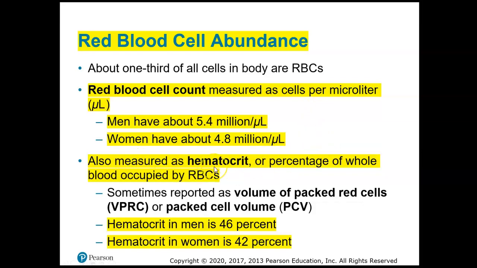We can also do a hematocrit. That's very common. The hematocrit is the percentage of whole blood occupied by red blood cells. So in men, that is 46%, and in women, it's 42%. The hematocrit in men is larger than it is in women.